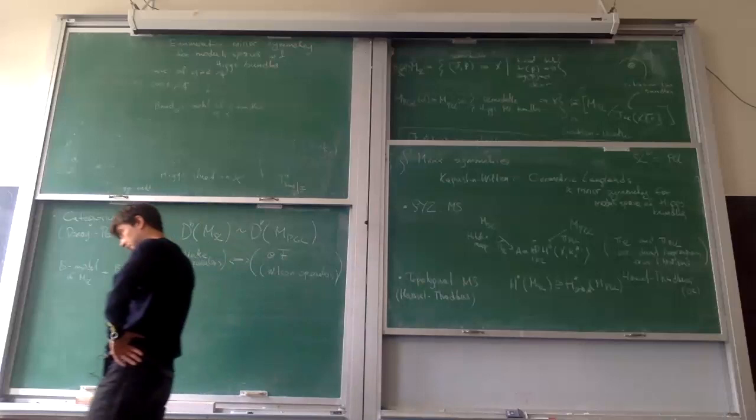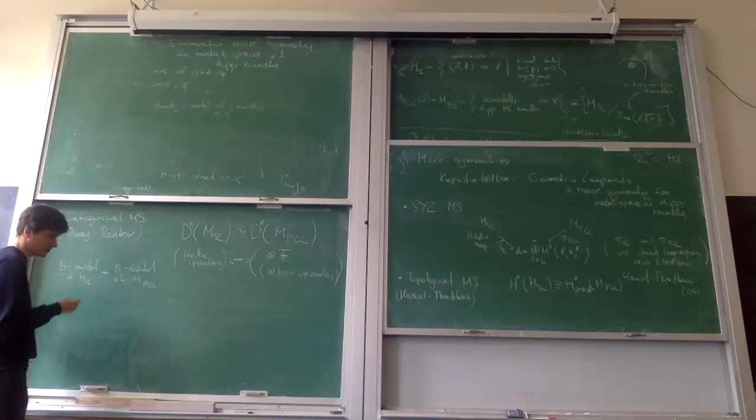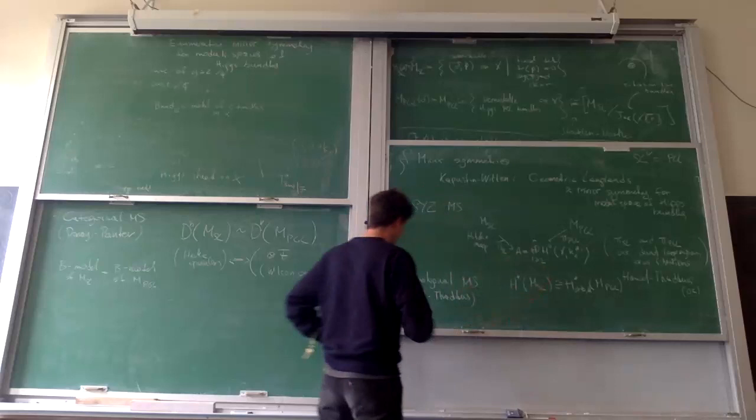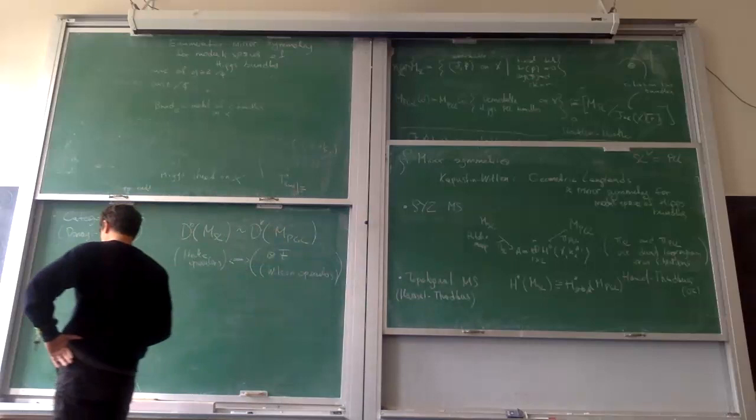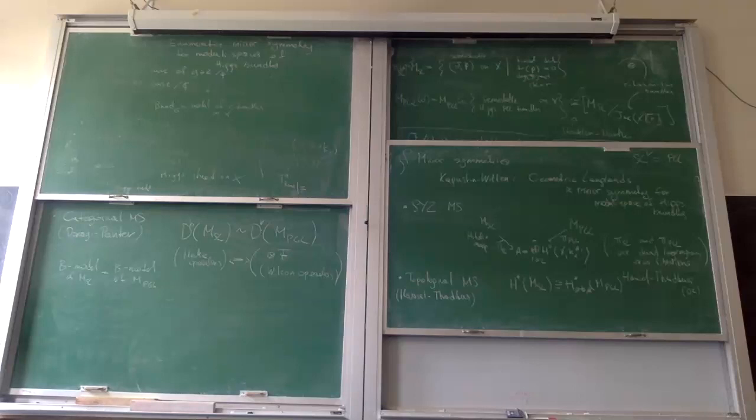And what happens in fact is that for one of these complex structures, there is no swap between A model and B model. So A model goes to A model and B model goes to B model. And this complex structure is exactly given by the moduli space of Higgs bundles. The other complex structure, for example, is the moduli space of local systems. And for that one, you don't have this symmetry.